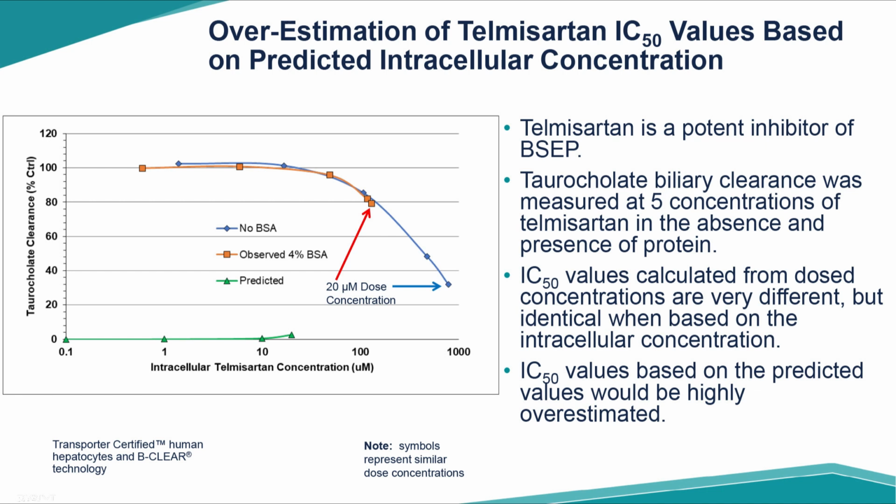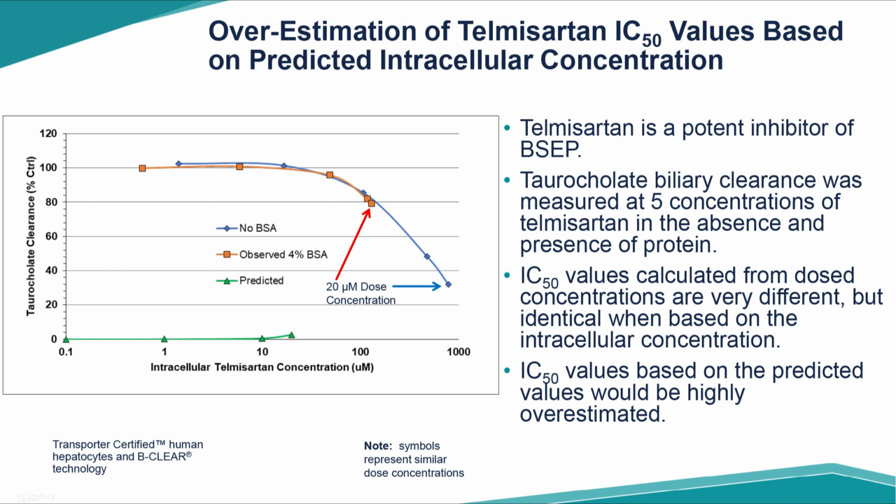As you know, Telmisartan is a potent inhibitor of BSEP. When we did this study looking at Taurocholate biliary clearance in the presence of different concentrations of Telmisartan, you can see that if you just took the IC50 and calculated it based on the dose concentration, you get very different numbers. But if you calculate an IC50 based on the intracellular concentration, these two curves overlap. So you actually get the same number and get a relevant number.